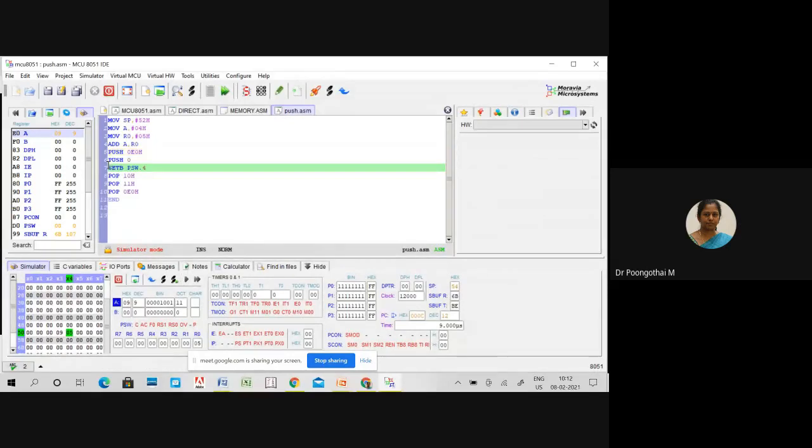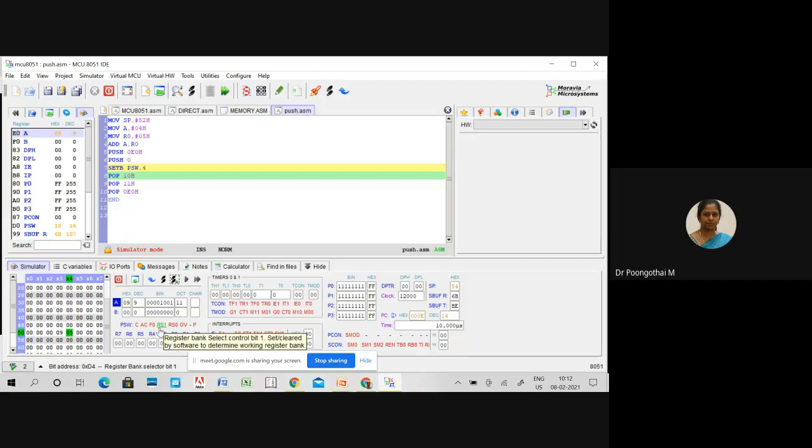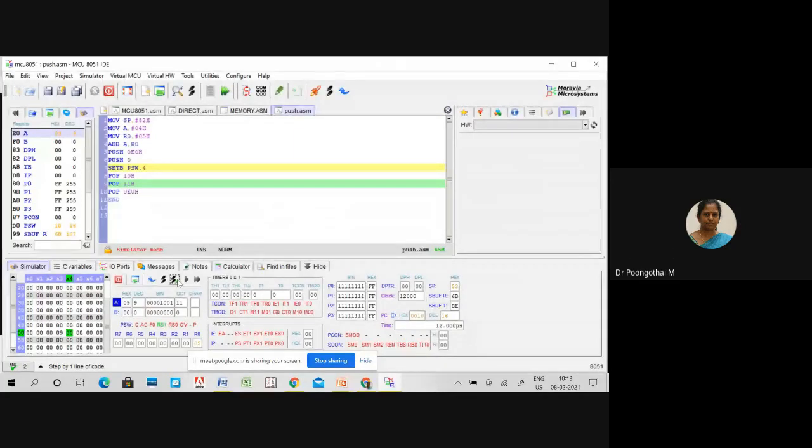Next I will execute the setb PSW.3. You can see RS1 is set to 1 and RS0 is clear. So after execution of this instruction, your bank 2 will be selected. Next, pop 10. Pop 10 means the memory location 53 holds 09, that is popped into the accumulator 09. Is that clear?